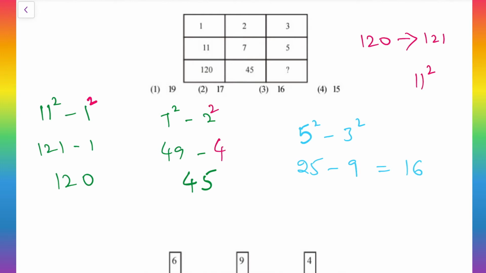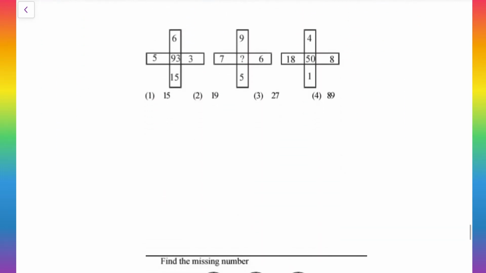Okay, let us move to the next one then. Here the question is: 6, 5, 3, 15 is there; then 9, 7, 6, 5 is there; 4, 18, 1, 8 is there. So here with the outside numbers, first I will go with addition only. 6 plus 5 is 11, 11 plus 15 is 26, plus 3 is 29, but here in the middle 93 is there, so no logic. Next I'll go with multiplication.